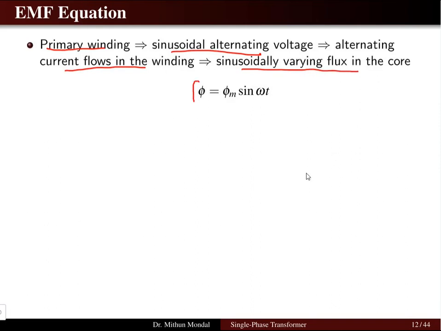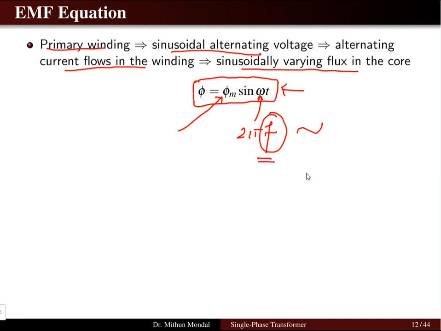So the equation of the flux in the core of the transformer, we can write as phi = phi m sin omega t, where phi m is the maximum value of the flux and omega is equal to 2 pi f, which depends upon the frequency of the supply voltage. It means that the frequency remains constant both at the input as well as the output, and as well as the flux which is produced in the core.